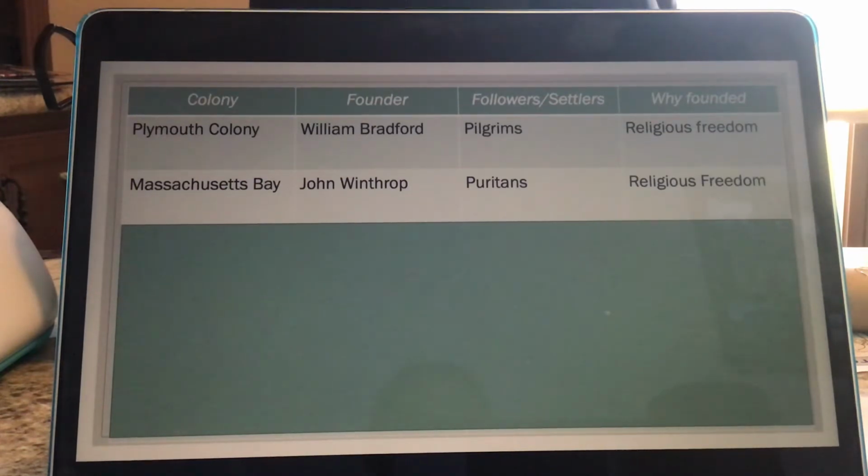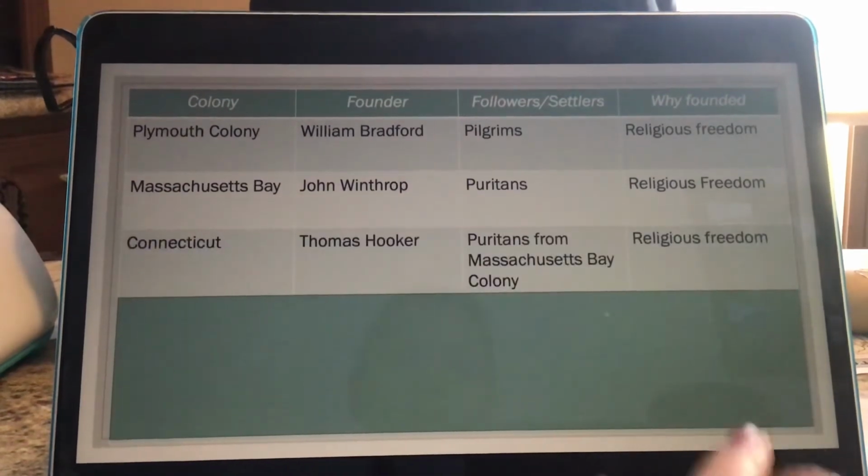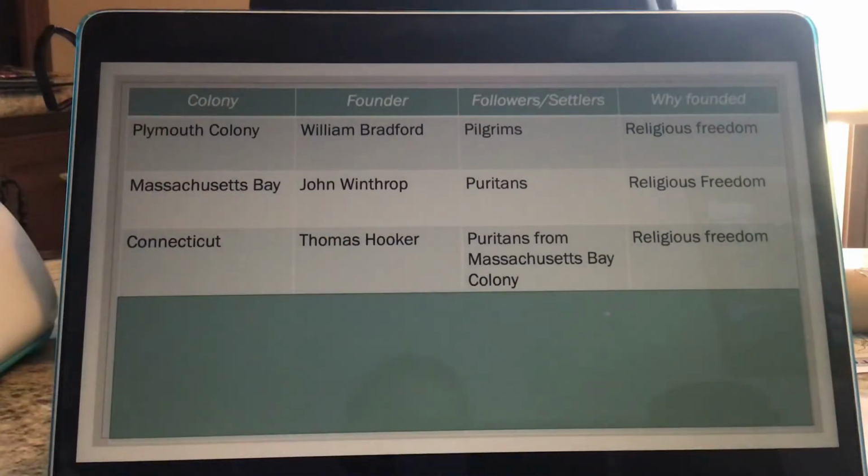It went north, it went south, it went west, it continued to grow and get bigger, which means they would start some new colonies, like Connecticut. Thomas Hooker, we compare here eventually John Winthrop and Thomas Hooker, and how their ideas and beliefs were very different, and how a colony or settlement should be run. So Connecticut is Thomas Hooker. And the followers and settlers for some of these weren't quite as obvious.